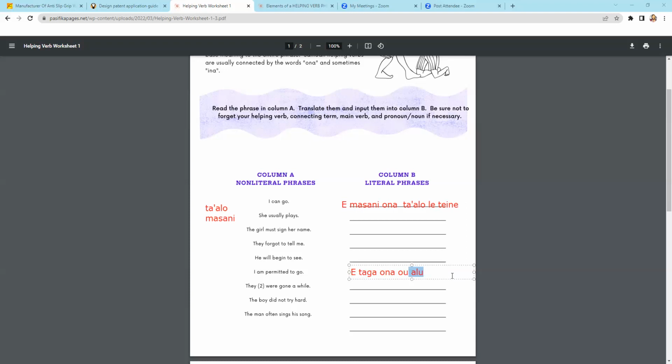So I know it just takes practice, but you guys know everything already, like we talked about. So the only thing that we're adding again is just the helper verb and ona. Everything else is the same.